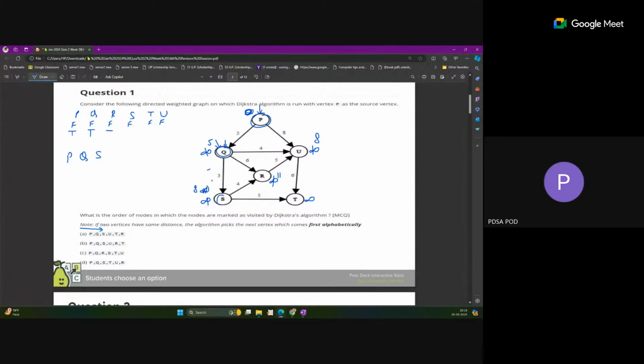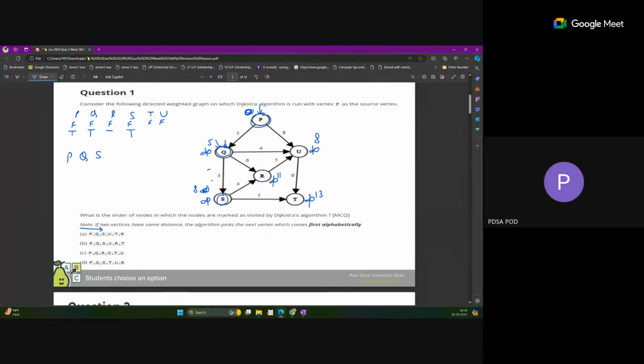So this node will be visited next. And after that, we will check the distance from S to all neighbors which are not visited. So S to R: S distance is 8, 8 plus 4 is 12. 12 is greater than the previous distance, so we will not update this. And S to T is 5, and 8 plus 5 is 13, which is smaller than infinite. So this will be updated to 13. Now just check the remaining weights on the unvisited vertices.